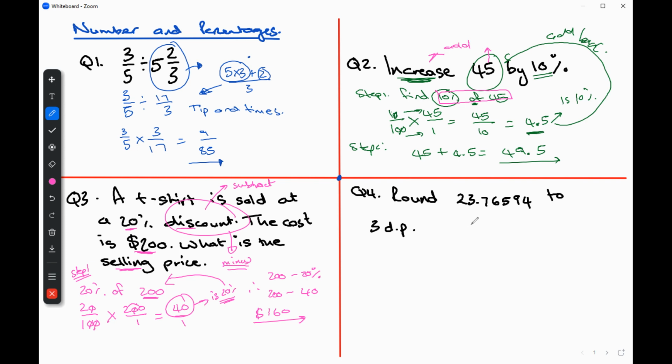Now, next one. Rounding 23.76594 to 3 decimal places means that we have to look at the 4th decimal place. And this 4th decimal place is greater than 5, which means that we change this number up and we make it 23.766. 3 decimal places over there.